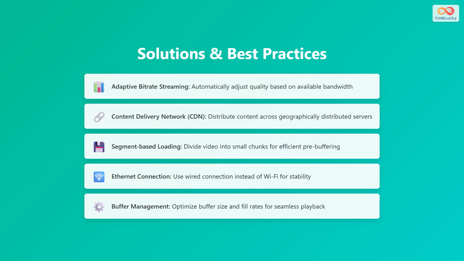Several solutions can improve buffering effectiveness. Adaptive bitrate streaming automatically adjusts video quality based on available bandwidth, ensuring optimal playback. Content delivery networks, or CDNs, distribute content across geographically distributed servers so data travels shorter distances. Segment-based loading divides video into small chunks for efficient pre-buffering and faster loading. Using an Ethernet connection instead of wireless Wi-Fi provides more stable and reliable data transfer. Finally, careful buffer management optimizes buffer size and fill rates to achieve seamless playback. These solutions work together to create smoother streaming experiences.